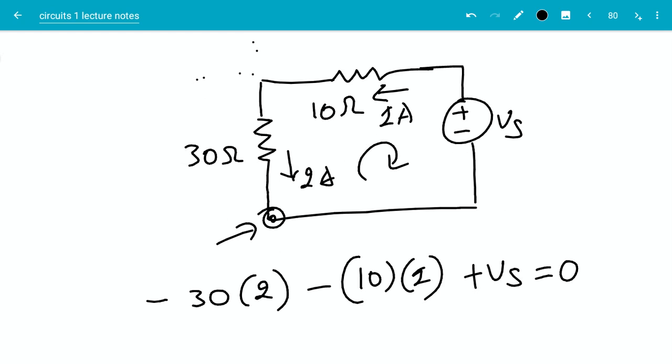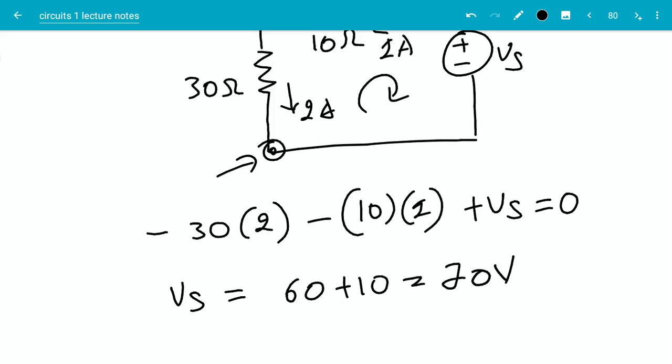Right, so we have the KVL equation as the sum of all voltage drops is equal to 0 along the loop. Rearranging, I have Vs is equal to 70 volts.